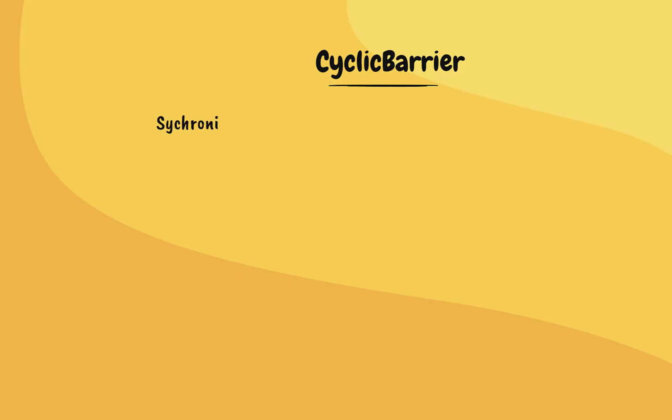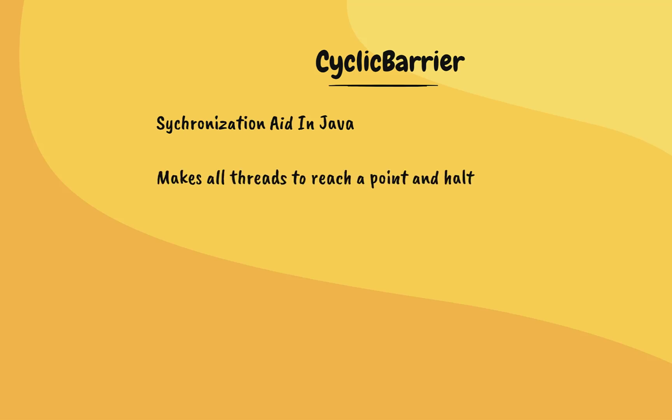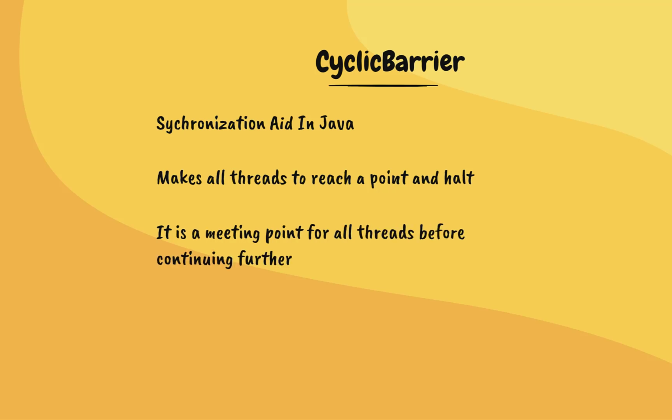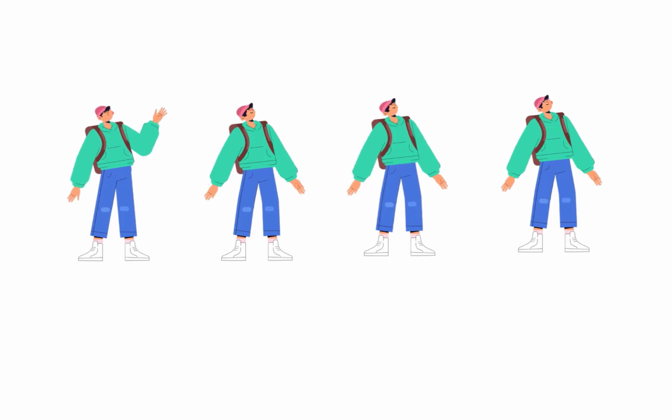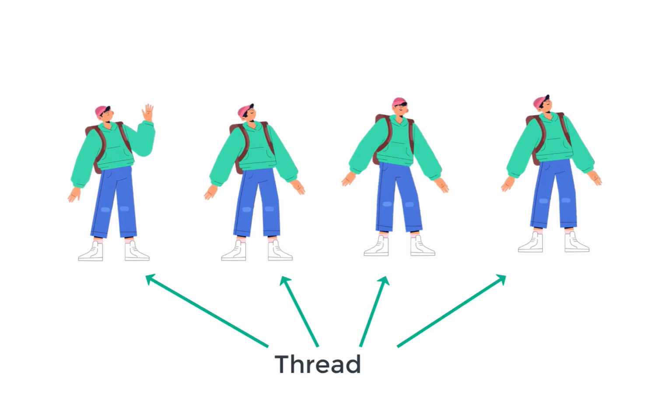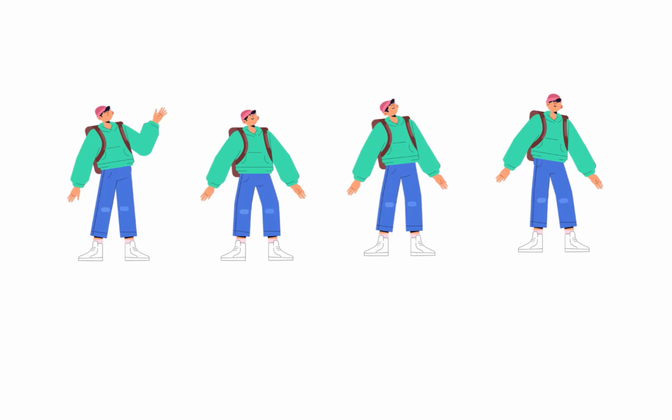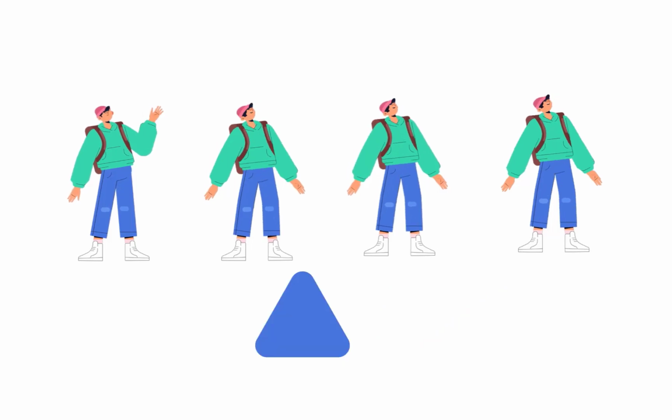CyclicBarrier is a synchronization tool that allows a set of threads to wait for each other at a specific point before continuing. Think of it as a meeting point for threads. Once all the threads arrive, the barrier is broken and they can all move forward together. In our example, consider each friend as a thread. So, when all the threads meet at some point, then only further execution takes place.